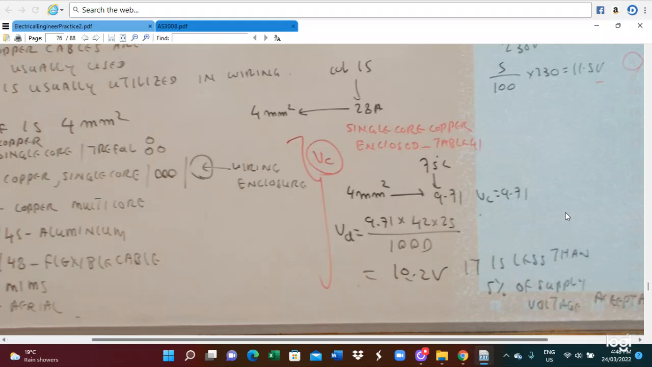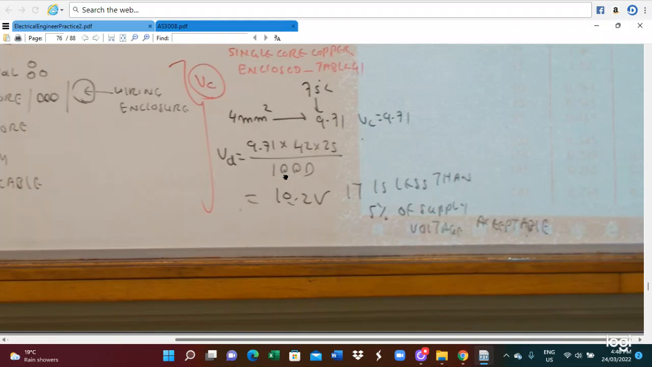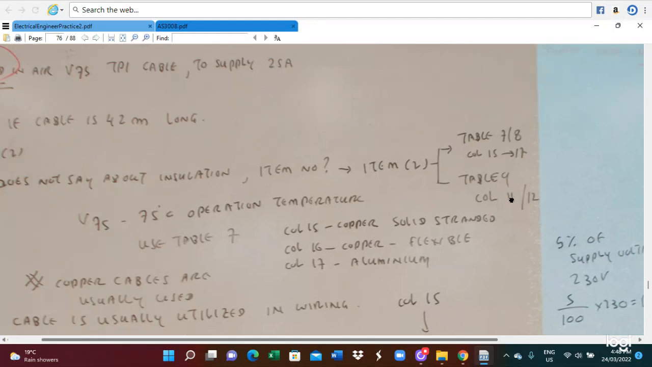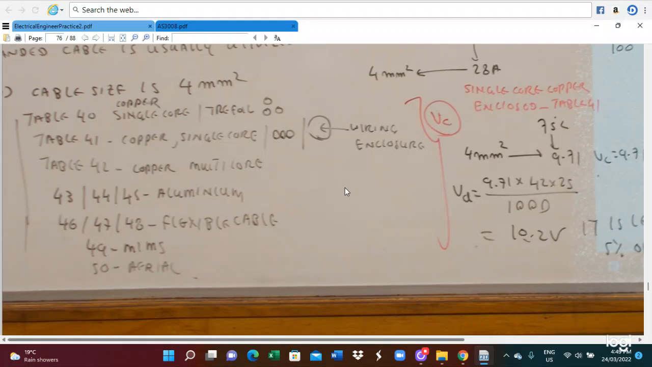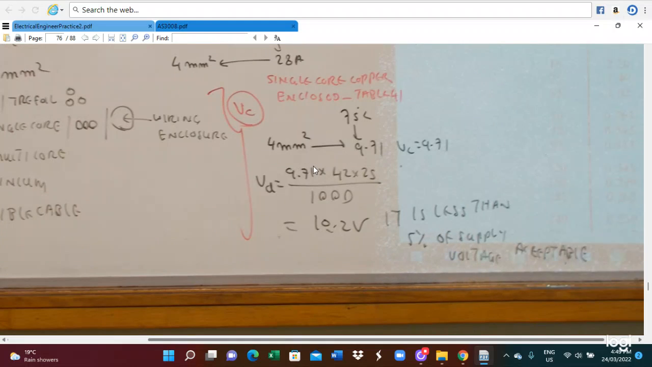So this will be the 10.2 volts we calculated. So the 10.2 volt is the voltage drop, and the supply voltage must be such that the drop is less than 5% of the supply voltage. Supply voltage is 230 volts. 5% of 230, we calculated, will be 11.5. So the 10.2 volts we calculated is less than the 5% of supply voltage. So this is acceptable.